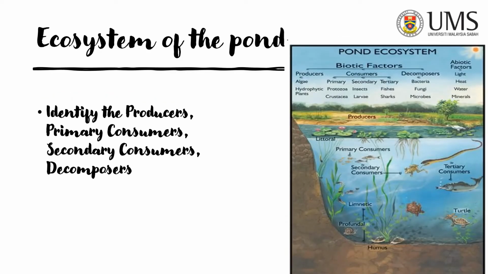In the ecosystem of a pond, the primary consumers are small fish, and the producers would be algae. And then, like in the forest, we also have decomposers. Decomposers include bacteria. Abiotic factors involve light, heat, water, and minerals.